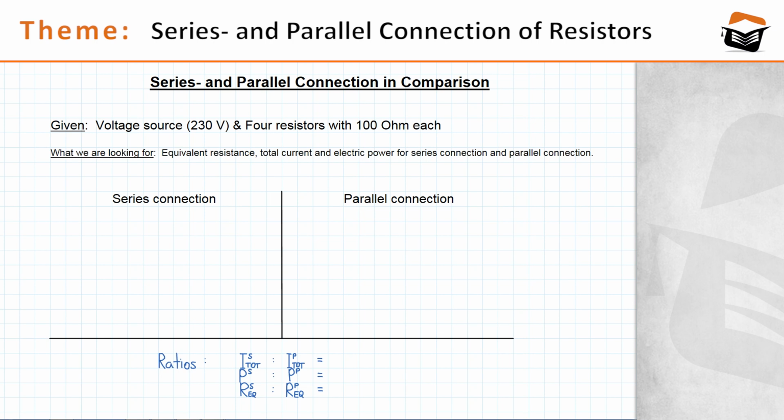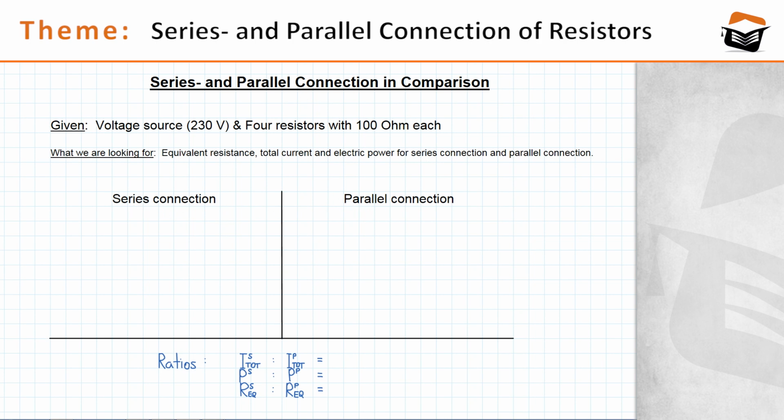comparative fashion. We have given a voltage source which provides 230 volts, and that's a common voltage in Western Europe in power lines. And we have 4 resistors, each of which have a resistance of 100 ohm. And what we are looking for is the equivalent resistance, the total current, and the electric power for an arrangement of the resistors in series and in parallel. And we're going to compute the values for both types of circuits, series and parallel.